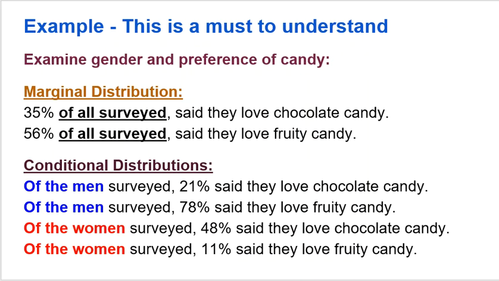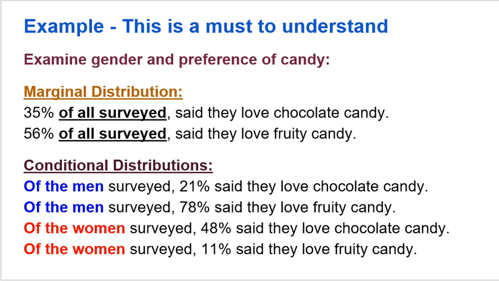Where conditional distributions, we're now combining the two variables. So here we're saying, okay, of the men. So now we're looking at gender, and we're only looking at men, by the way. So of all the men, that actually changes my denominator, right? When you find a proportion, you divide. And now this is changing my denominator. So my denominator is only the men. So of the men, I found 21% love chocolate candy. Of the men, again, changing my denominator, 78% love fruity candy.